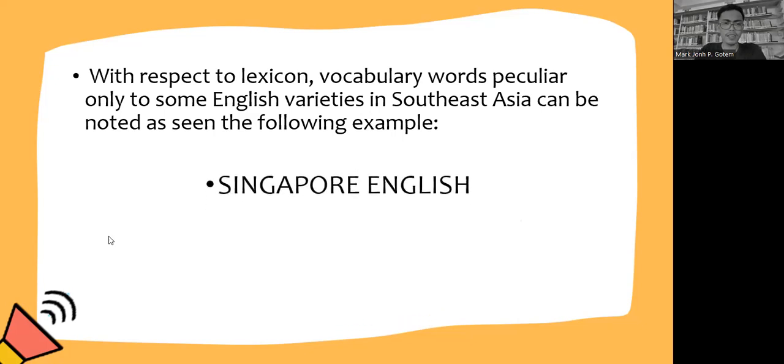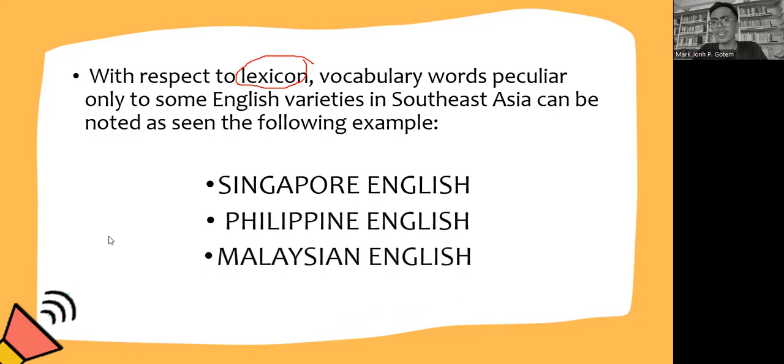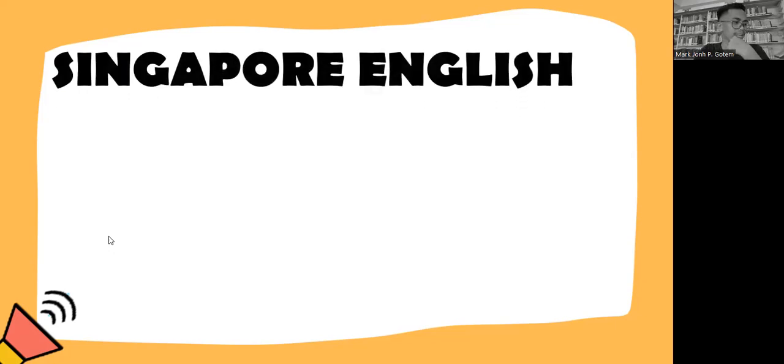With respect to lexicon here, it is a word used in language by a person, if I'm not mistaken. Again, with respect to lexicon, vocabulary words peculiar only to some English varieties in Southeast Asia can be noted as seen in the following sample: the Singapore English, the Philippine English, and Malaysian English. So let's start with the Singapore English.